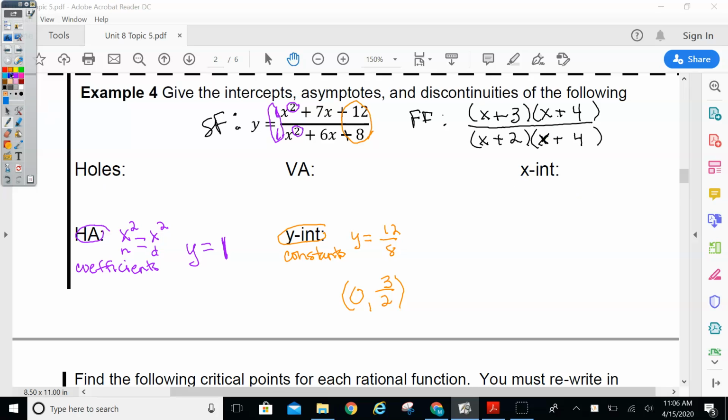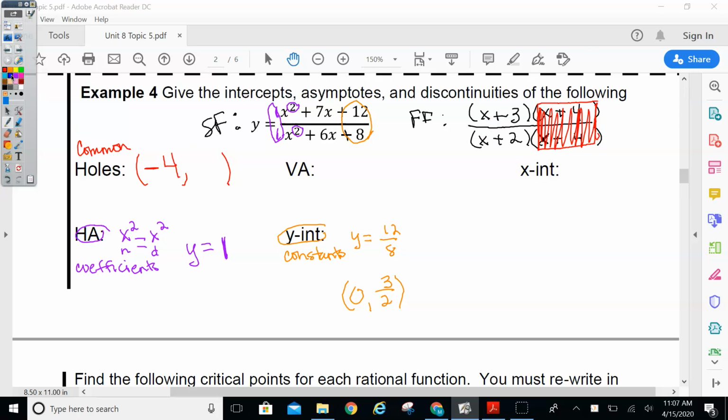So now to find the hole, we figure out what is common between the numerator and denominator. So this x plus 4 is common. So then that means the hole is at negative 4. Now it does have a y. I'll show you how to get the y in just a second. But right now we're just going to leave it at negative 4 until we find the other values. So now we cancel them out. And then we see what's left.